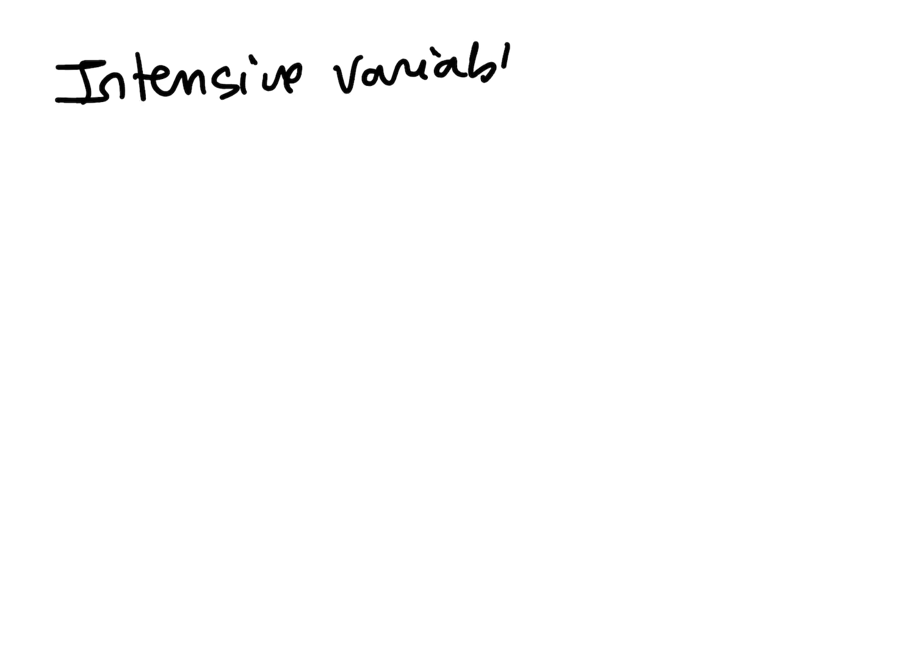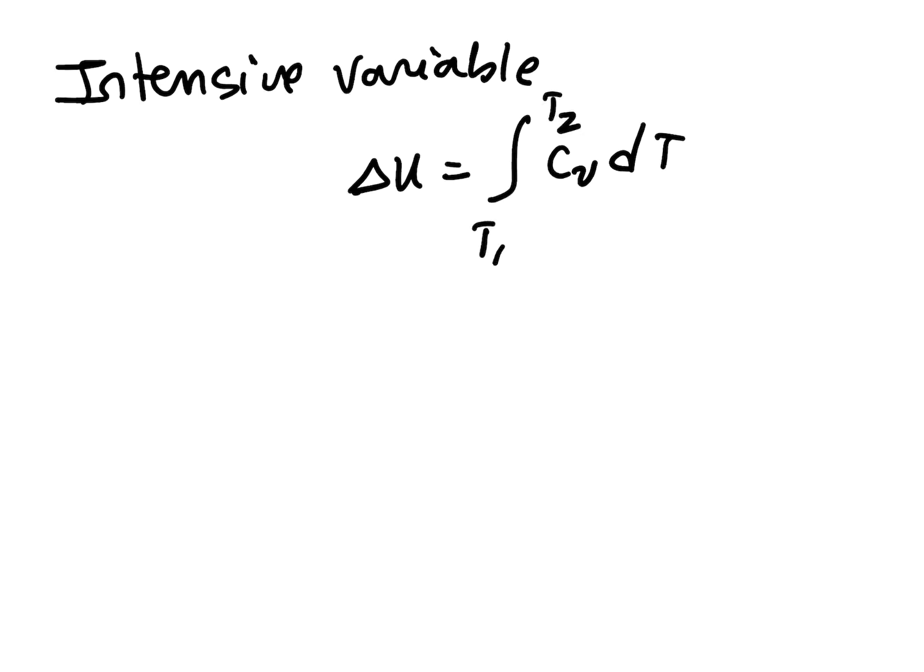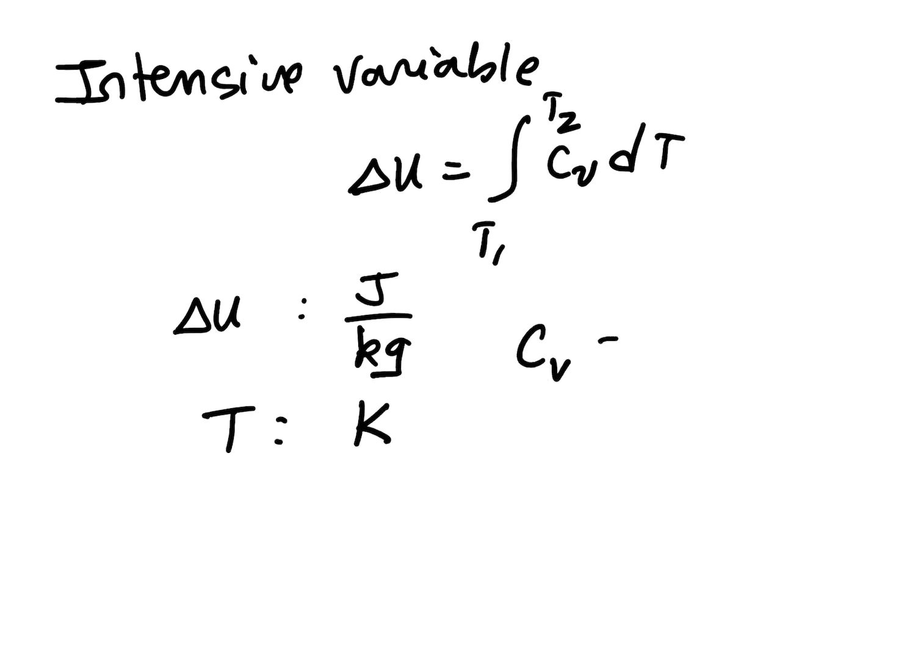Now, you might do a problem in intensive variable, which is delta U equals the integral of Cv dT from T1 to T2, where delta U itself has units of joule per kilogram, T has units of course of Kelvin. That makes the units of Cv joule per kg per Kelvin.